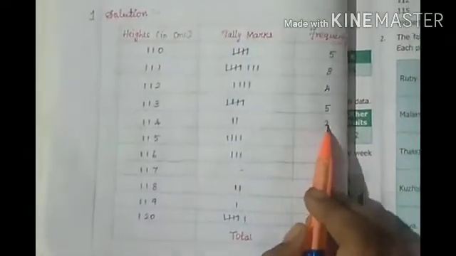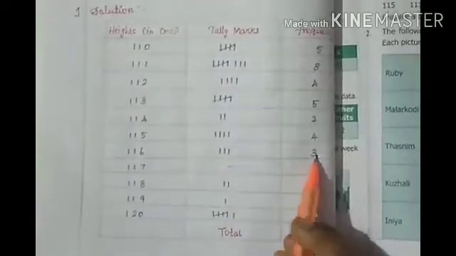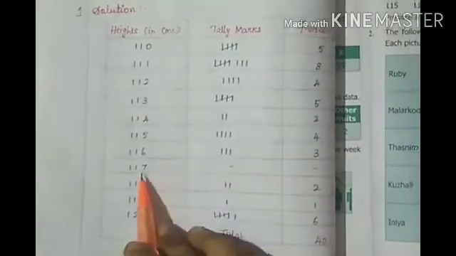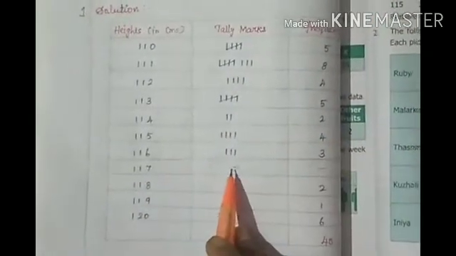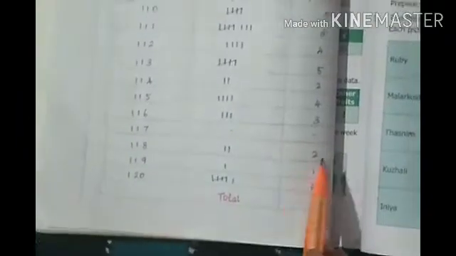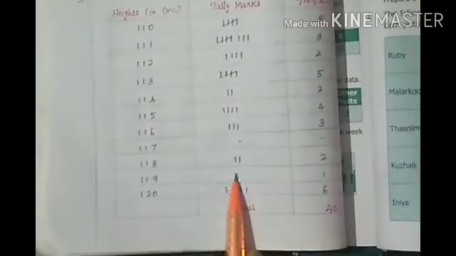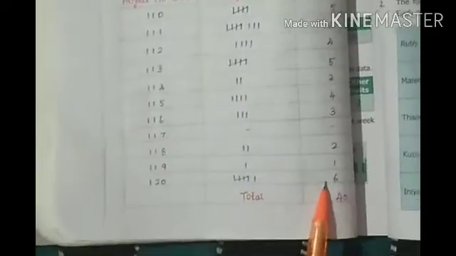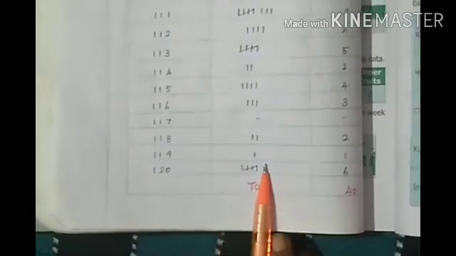For 2, how will we write? 1, 2. For 3, 1, 2, 3. For 117, we don't have any, so you can just put a slash in both the columns. For 118, we have 2, so we write the tally mark 1, 2. Then for 119, only 1. For 120, we have 6: 1, 2, 3, 4, 5, you cut it, and 6 is one more.